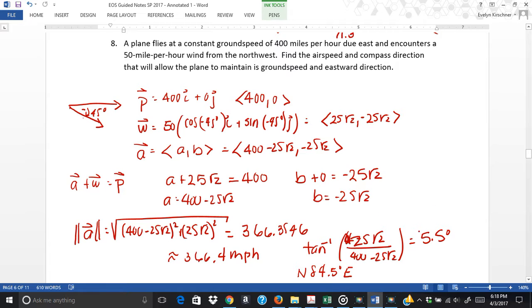because 84.5 plus 5.5 is 90. So the plane has to go, the airspeed has to be this way, so that when the wind pushes it down, it goes to 400. So we know it's going north to the east.